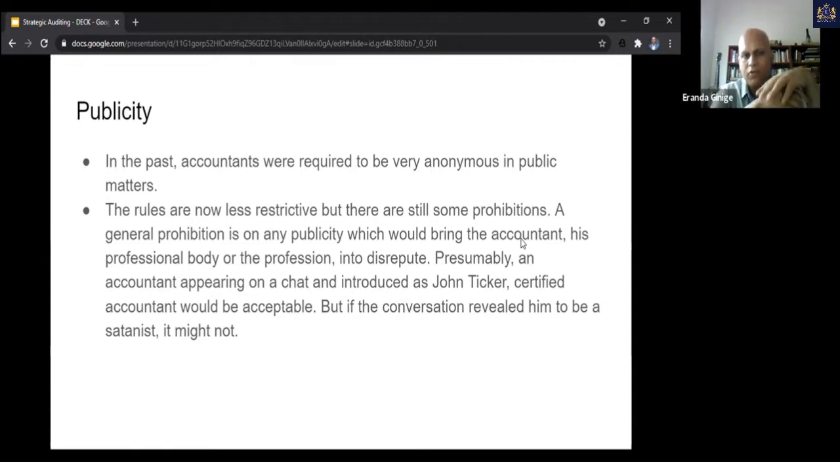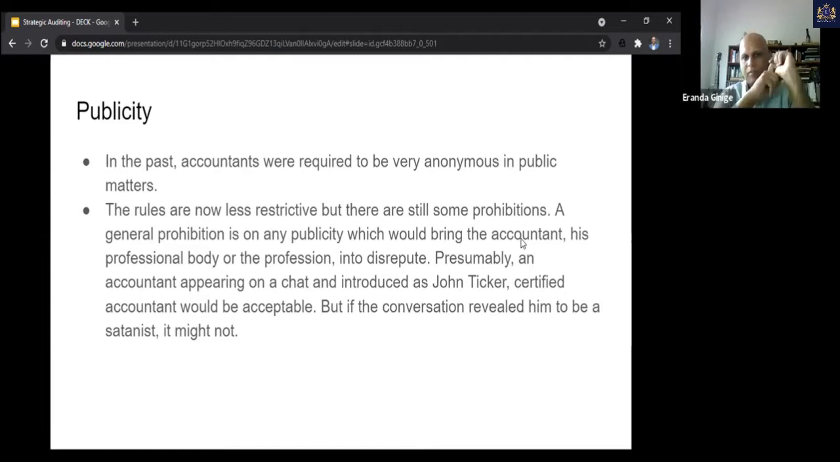In the past, of course, accountants were required to maintain a very anonymous status in public matters. They didn't make comments using their names in public matters, right? But now it is less restrictive.